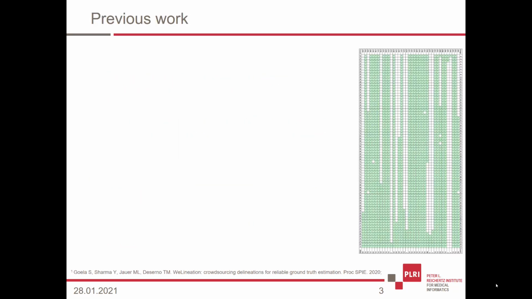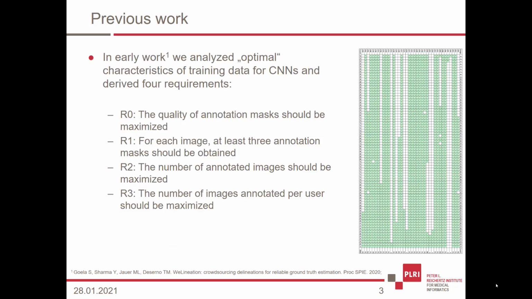So we have some experience in this field, and in last year's conference we analyzed the characteristics of training data for an optimal CNN training. We analyzed the results of 44 users that were provided 75 images of the human eye for segmentation of the sclera. On the right you can see the provided results, so each column represents a user and each row represents a provided image. A green box indicates that an annotation mask has been provided, while a white box indicates that no mask has been provided by the user.